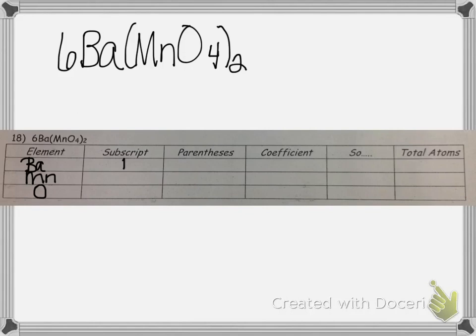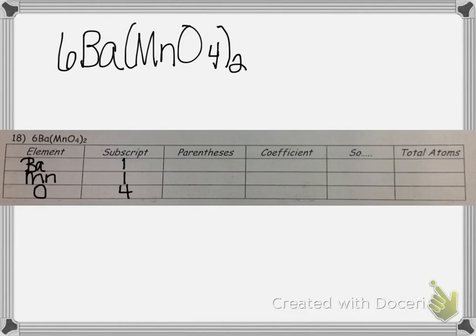Alright, the next thing we're going to do is look at subscripts. For Ba, barium, you will see that there's nothing to the right of it, okay? If there's nothing there, then it's 1. We look at the Mn, there's nothing there, so we put 1. And then there is something beside the oxygen. So the subscript for oxygen in this example would be 4, okay?